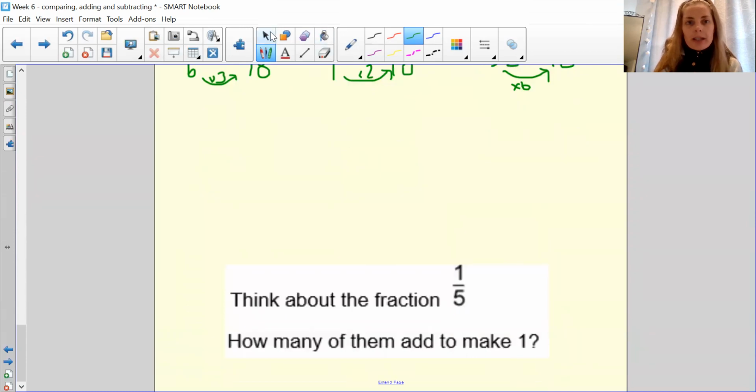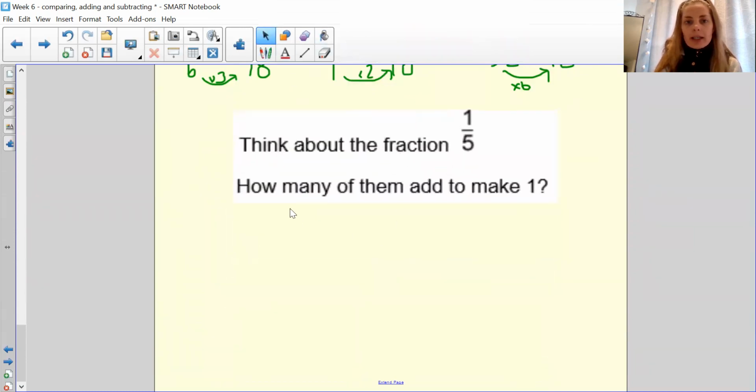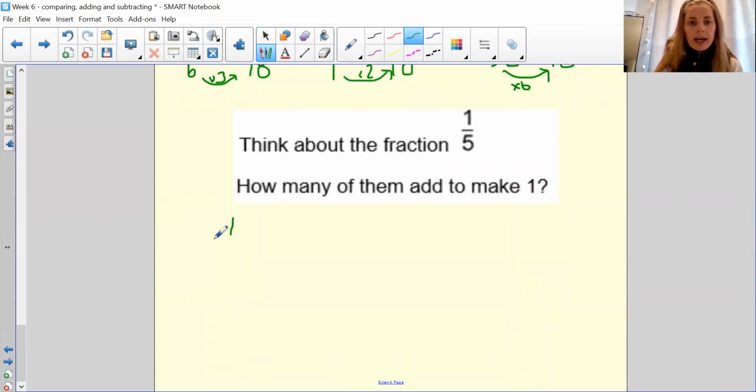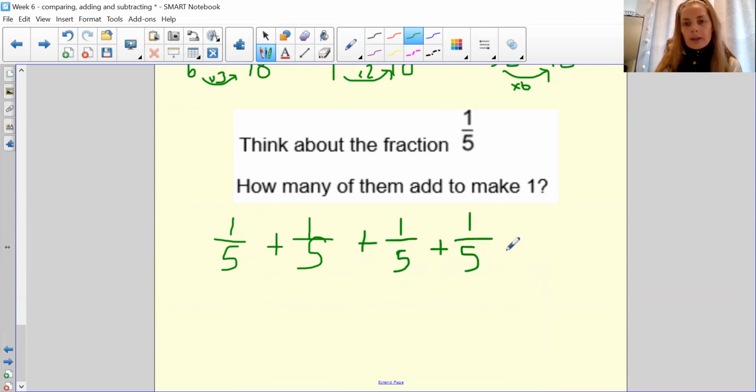The last question we want to just have a look at is a little bit of a thinking one. It says, how many times must I add fifths to give me 1? So if I add a fifth plus a fifth, what is that going to give me? Now, because my bottom numbers are the same, I simply add the top numbers. So that's 2/5. Then I have 3/5, right? Say it with me. Then I have 4/5. And now, if I add another fifth, what are we going to have?